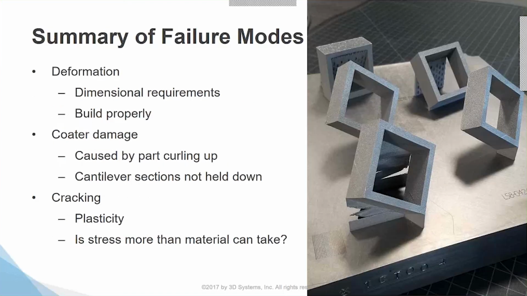So just a quick summary, recap before we jump back into another video and take a look at some of the iterative processes here. We're going to look at deformation, especially shrinkage lines for these particular parts. We're going to look at coater damage, and not just that caused by the Z deflection in your part. We're also going to look at cracking and plasticity issues as well.